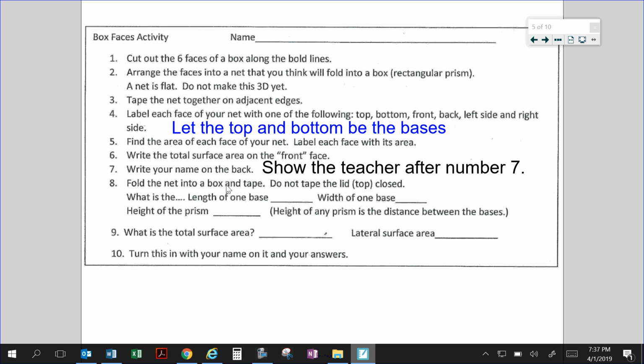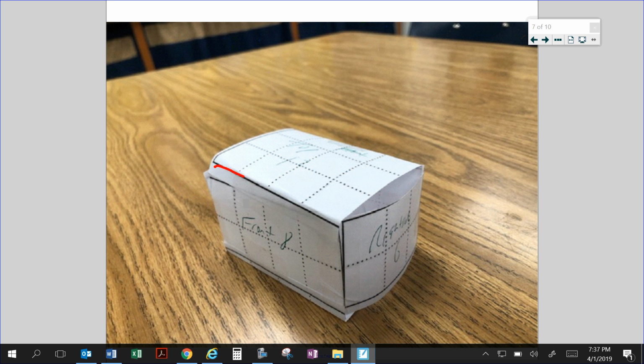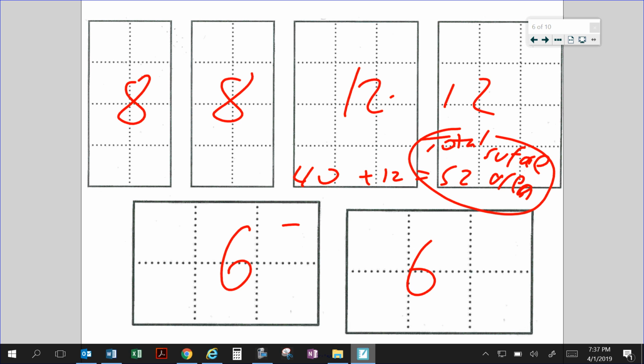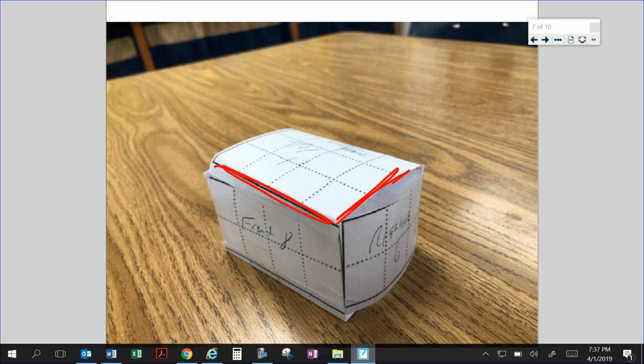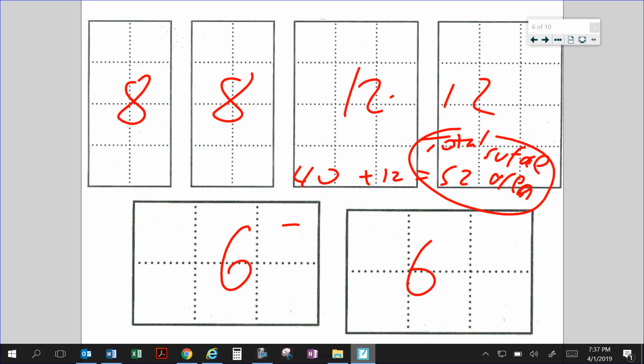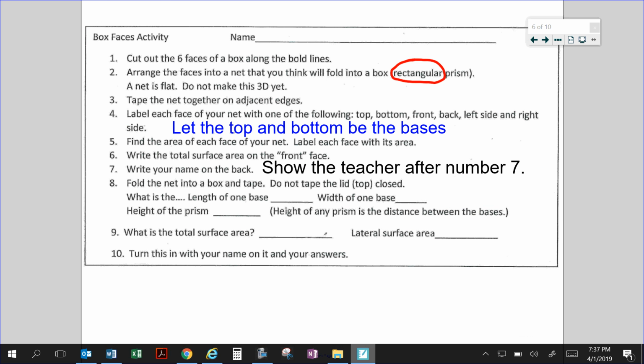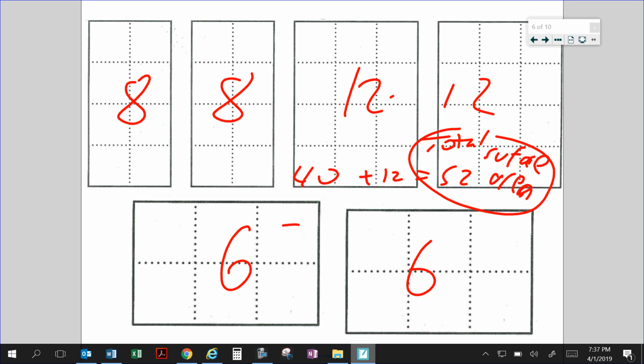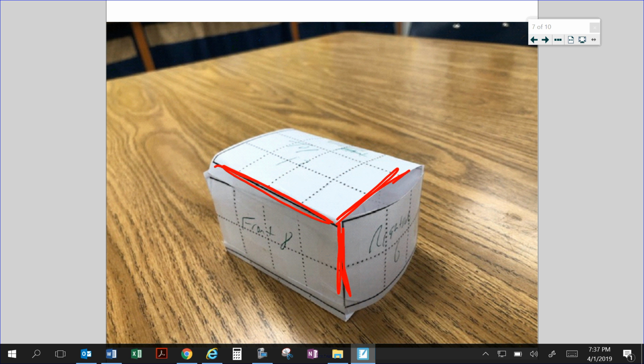So in here, what is the length of one base? Let's go look at this. The length of one base is 4. What's the width of the base? 3. The base is like the bottom of it. Because the name is called rectangular prism, this tells you to lay it down with the rectangle on the bottom. That tells you what the base is. So the length is 4, the width is 3. What's the height of the prism? The height is 2. It connects the 2 bases.